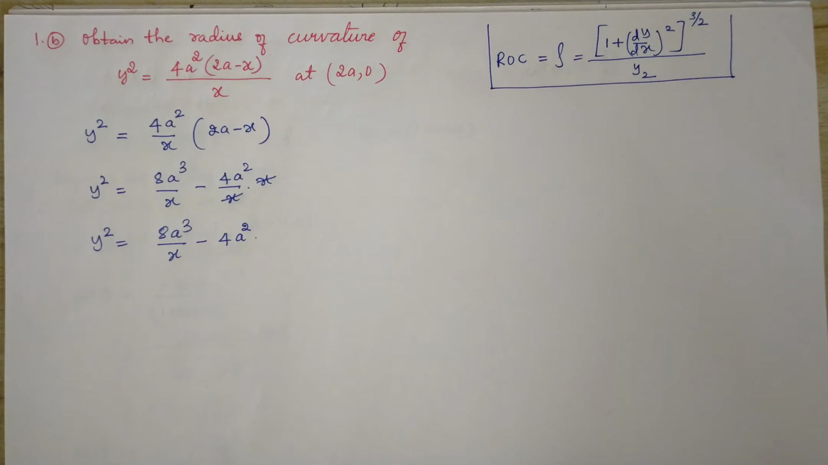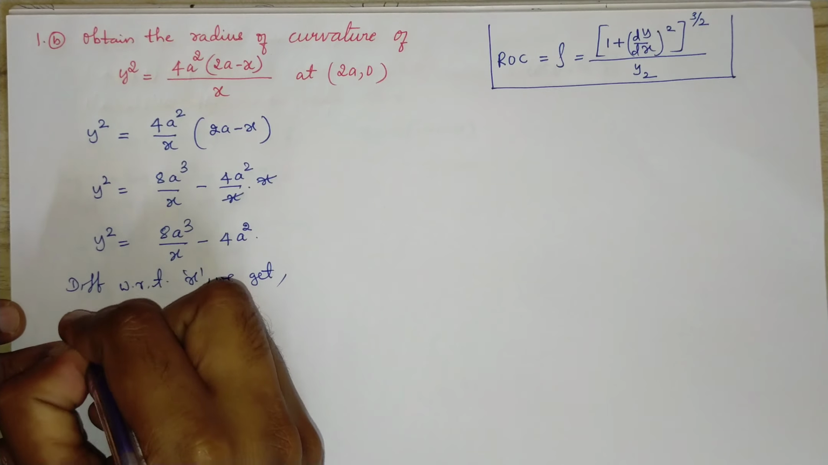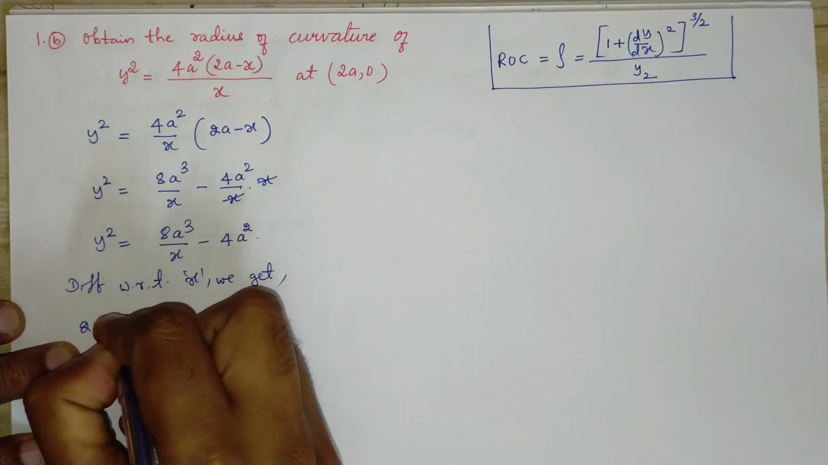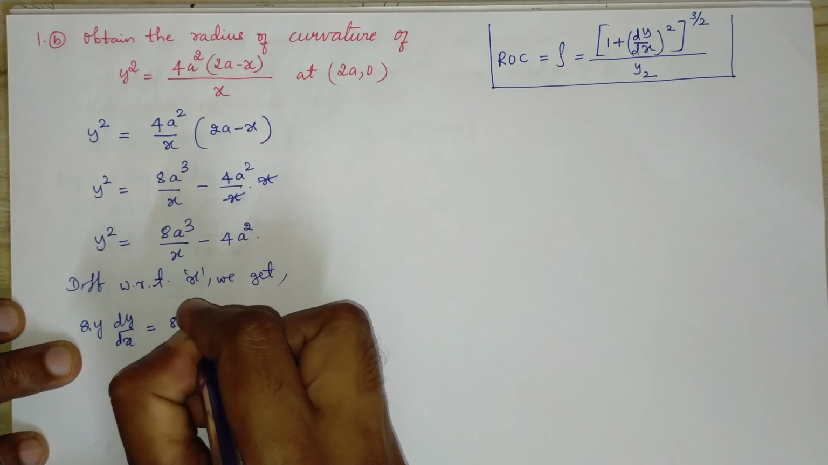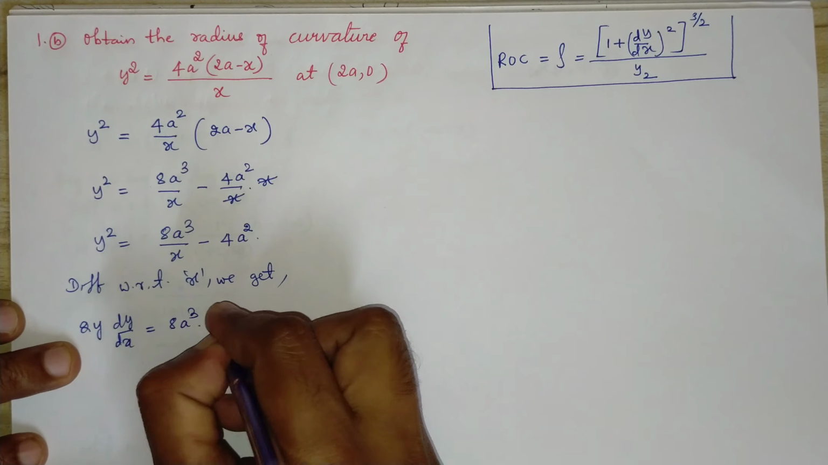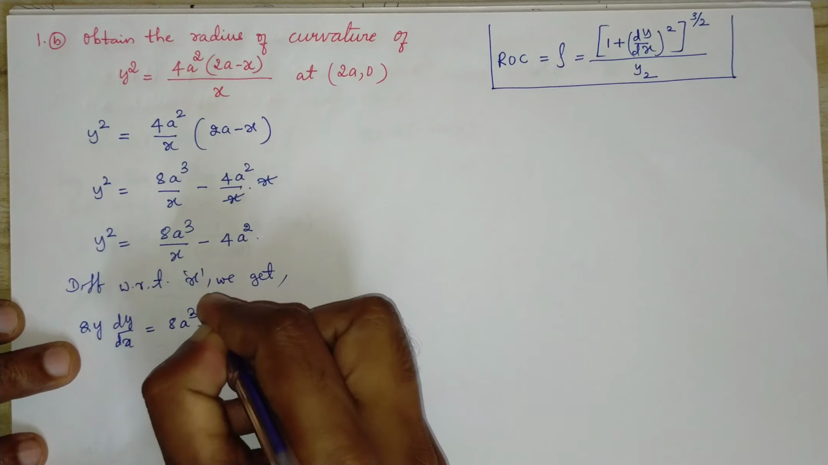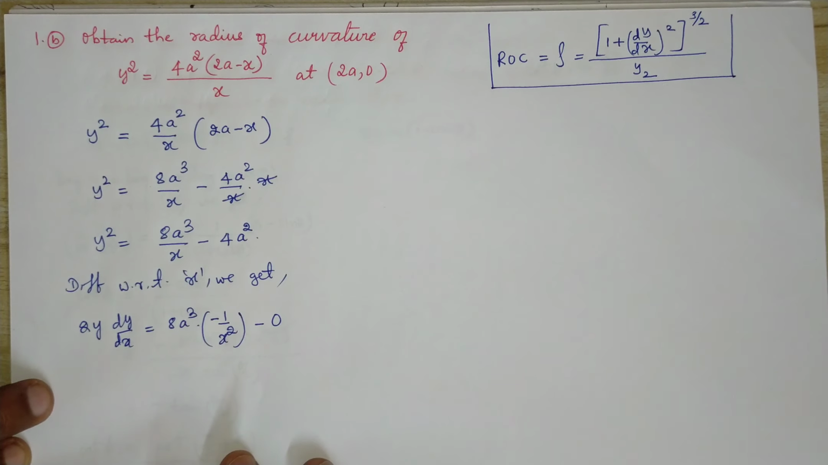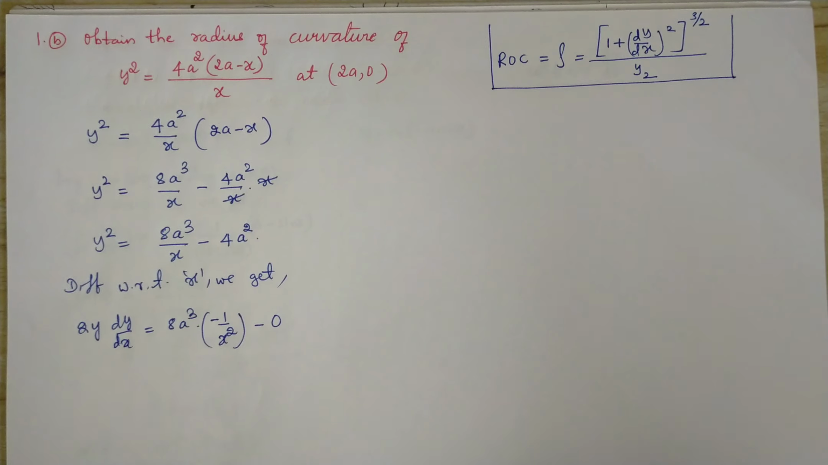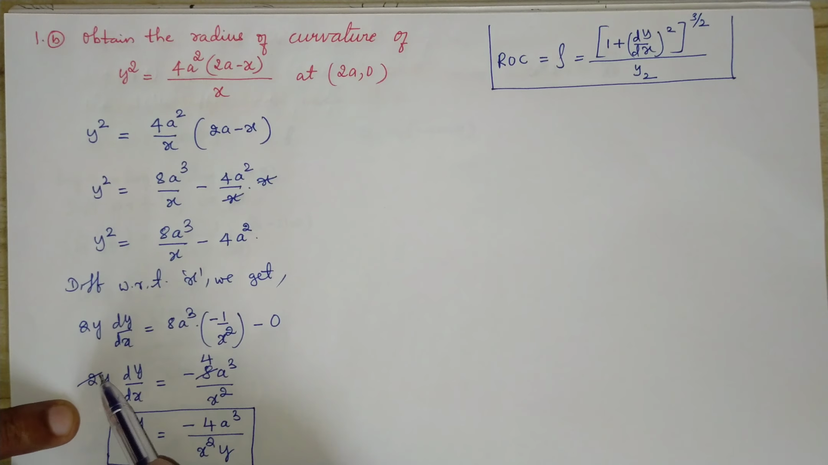The differentiation of y square is 2y into dy by dx. That is equal to, here 8a cube is constant. The differentiation of 1 by x is minus 1 by x square, minus the differentiation of 4a square which is 0. So the remaining thing is, we can cancel 2 and 2, 4 and 4 here, and we can bring this y to the right hand side so that we have this.